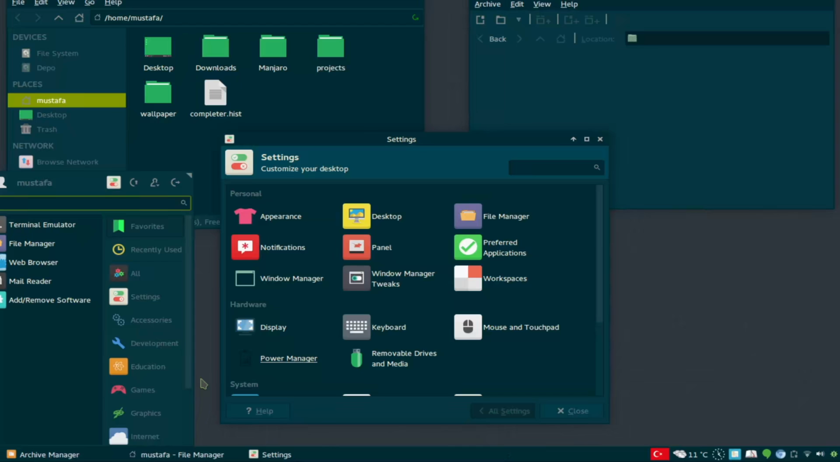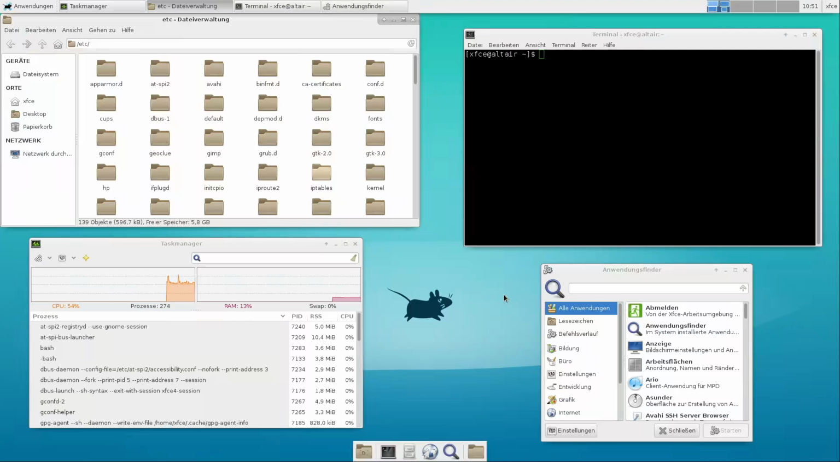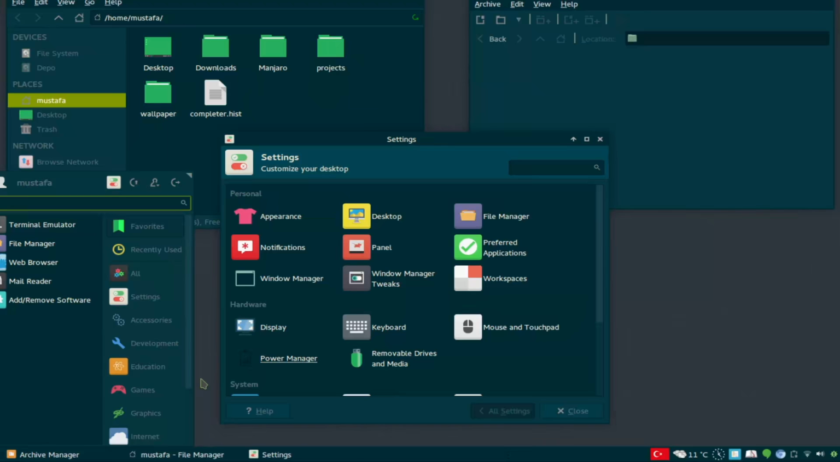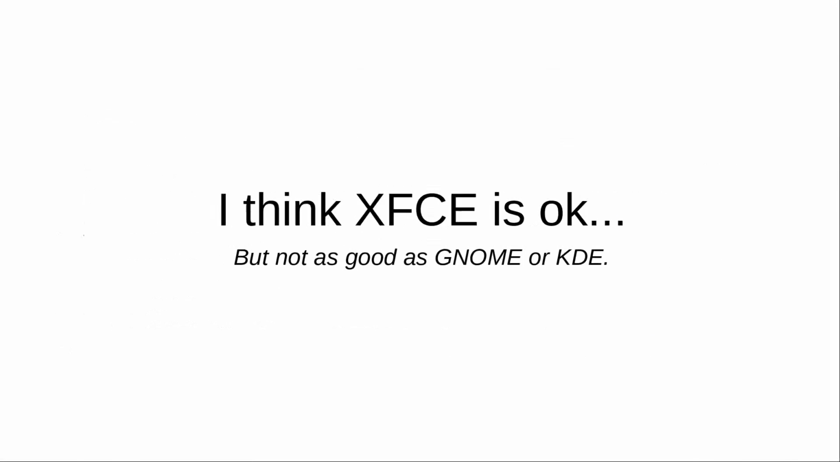So anyway, look at this. It can look really nice. It generally is sort of stylish if you know how to customize it, and it has a lot of cool features. But if I really had to be honest, I think XFCE is okay, but not as good as GNOME or KDE. So if I had to rank them, I'd probably put it at the lowest of my currently three desktop environments that I've reviewed.